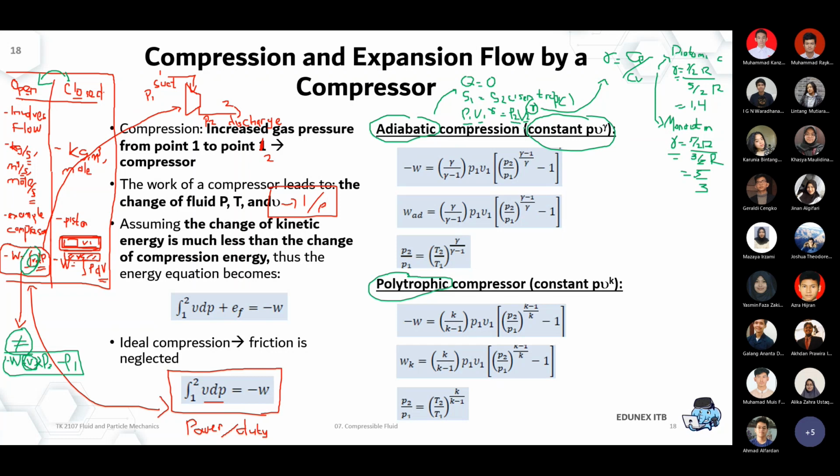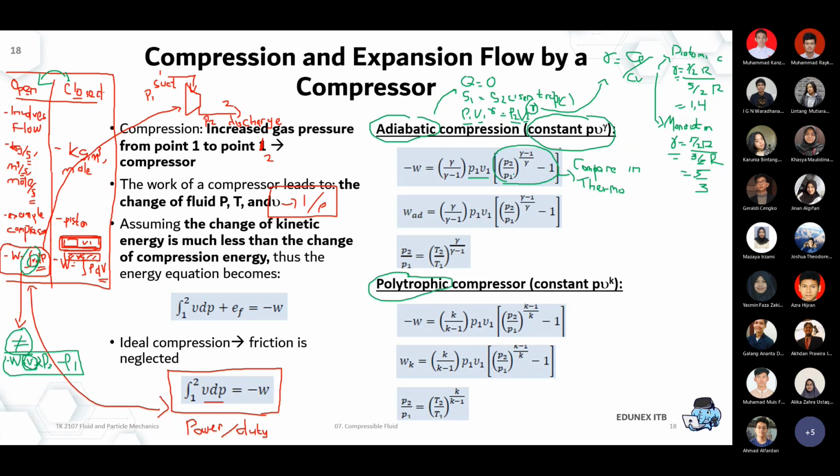Again, I would suggest you try to compare the adiabatic duty that I showed in this slide with the compression duty in thermo. Is there any difference with the adiabatic compression duty being taught in thermo? It looks similar, but there is one difference.